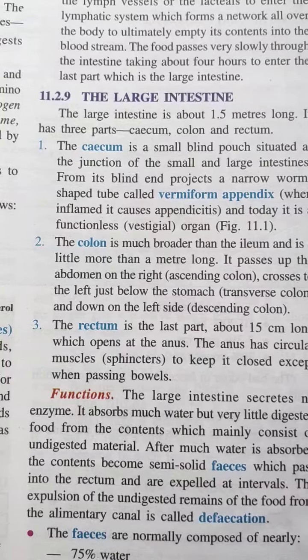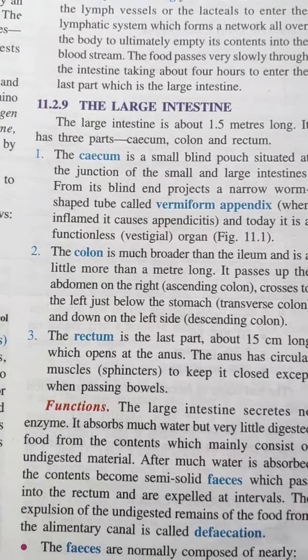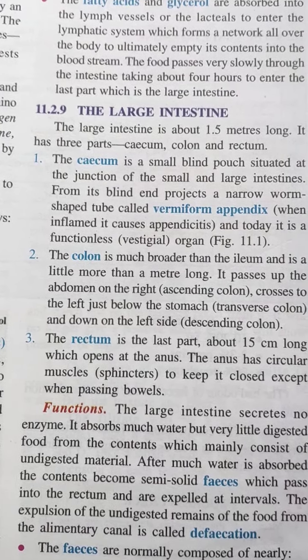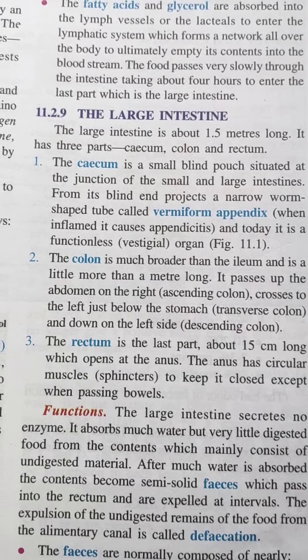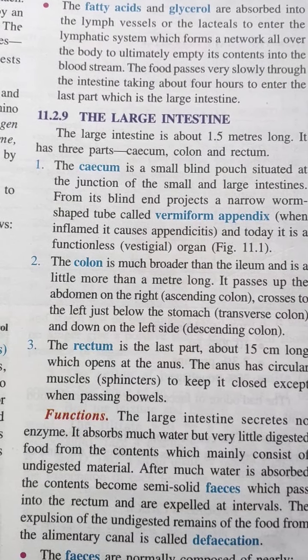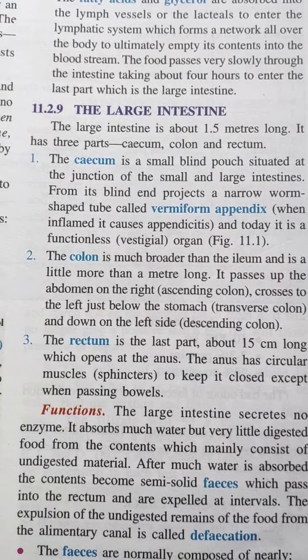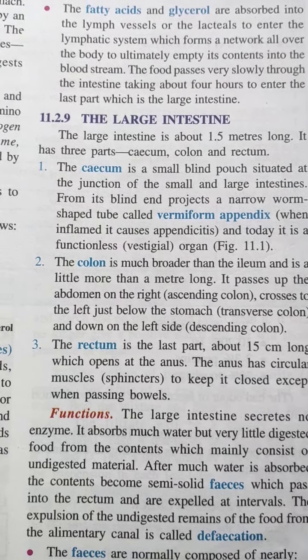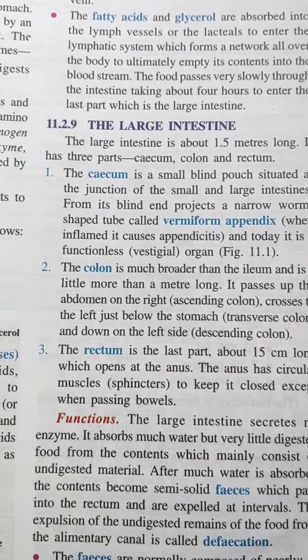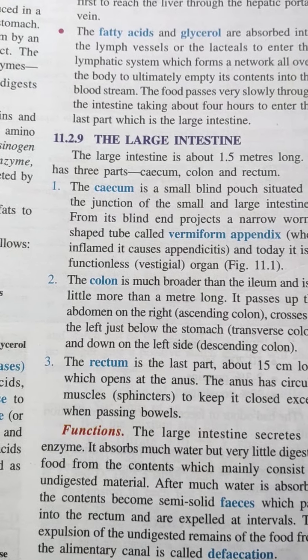The large intestine. Till here we have read so many things about the small intestine. Now it's the large intestine. It is about 1.5 meters long. It has three parts: cecum, colon and rectum. Now cecum is a small blind pouch situated at the junction of the small and large intestine. So first of all, location is very important.